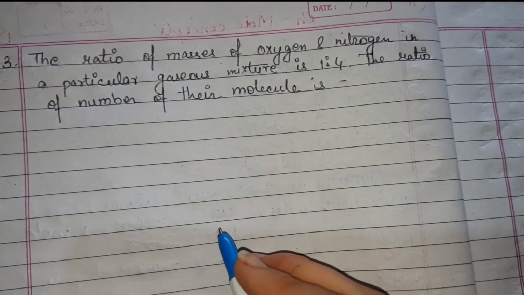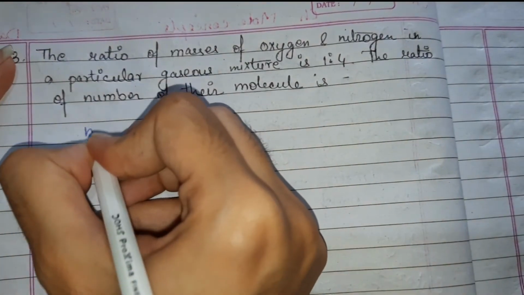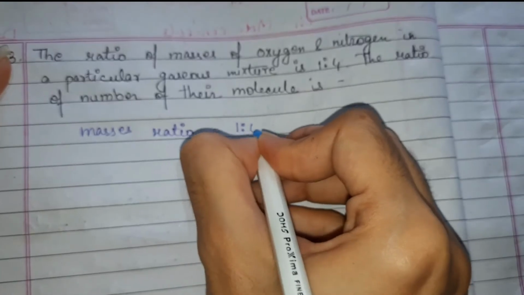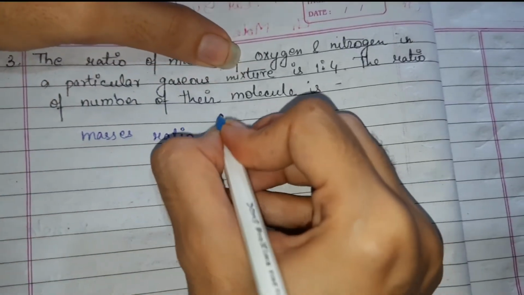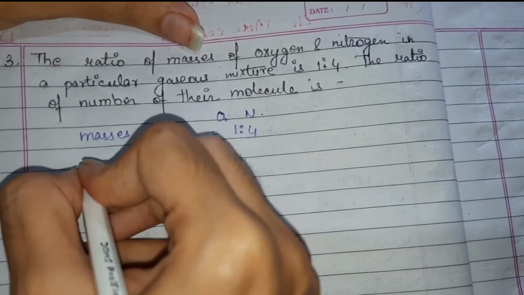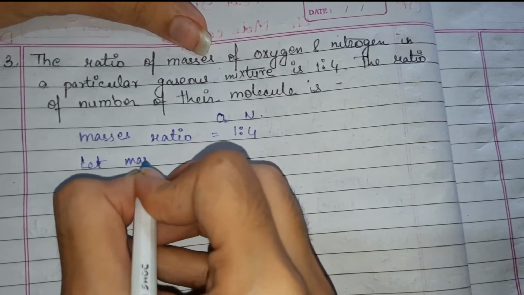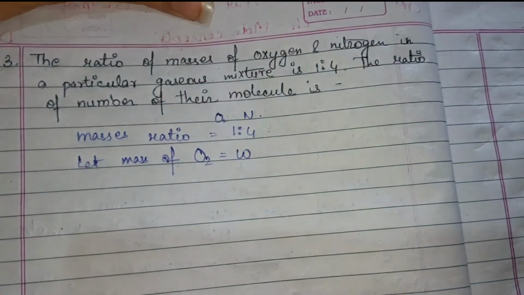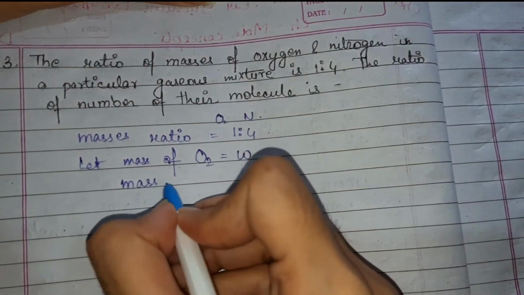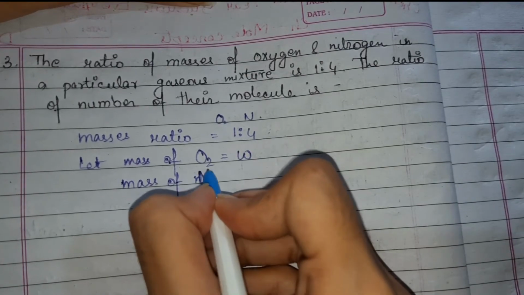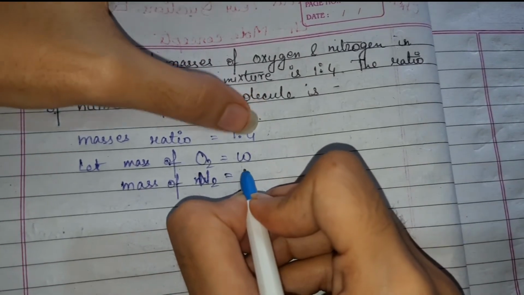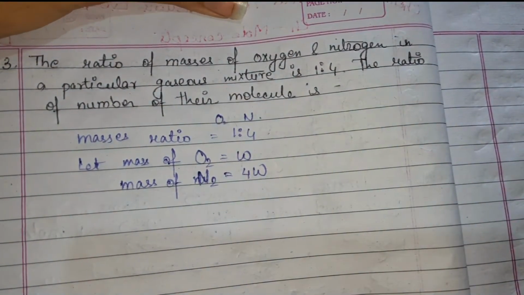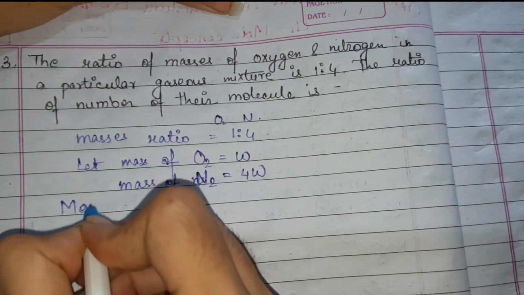So when the ratio of the masses is given as 1:4, let's say it is oxygen, nitrogen. Let the mass of O2 be W. So in that case, the mass of nitrogen, N2, let's write nitrogen means N2 only, will be 4W. Then only the ratio 1:4 will come. Now, molecules of O2.